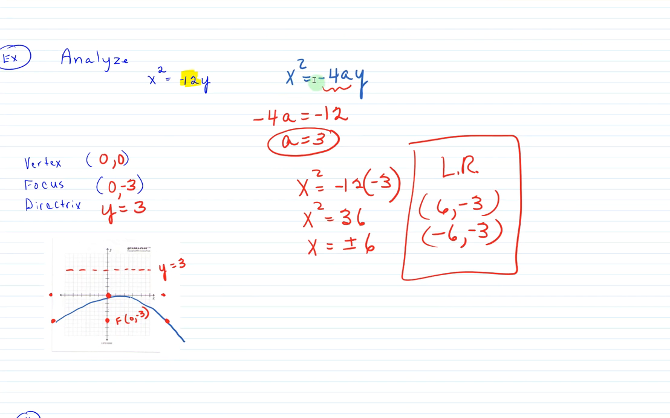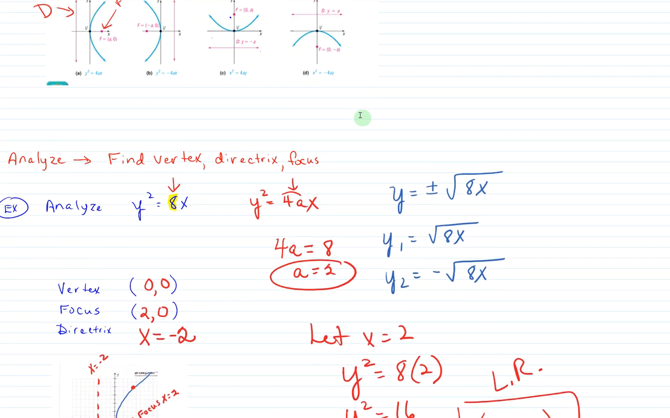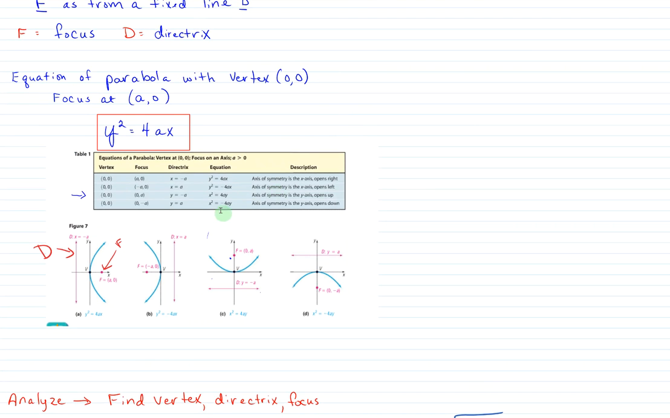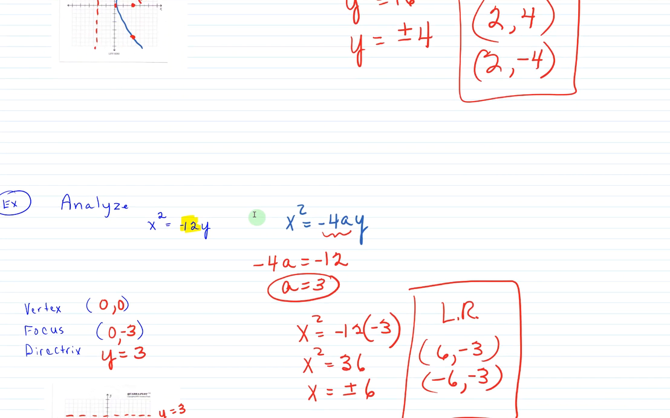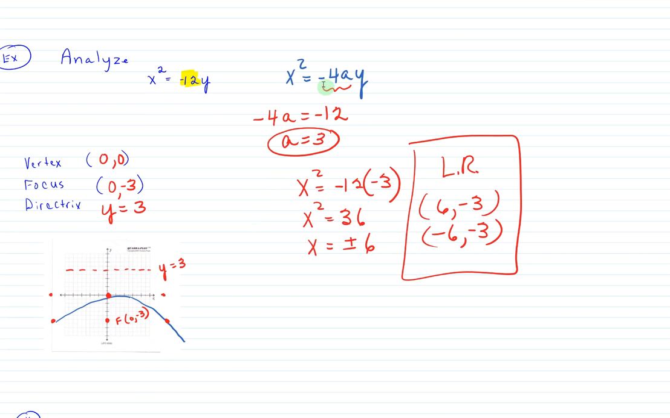That follows the form x squared equals negative 4ay. If we go back up here, right here, last line, that's the one we're going to use. We know that our focus is (0, negative a) and our directrix is y equals a. So negative 4a is equal to negative 12, so a is 3. The focus is (0, negative 3). The directrix is y equals 3.